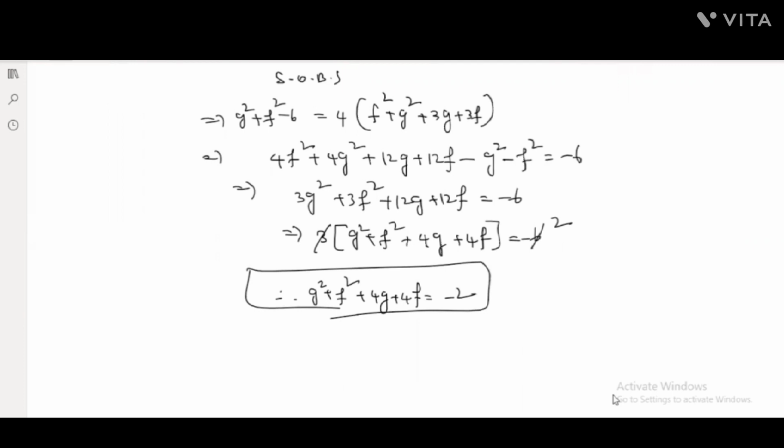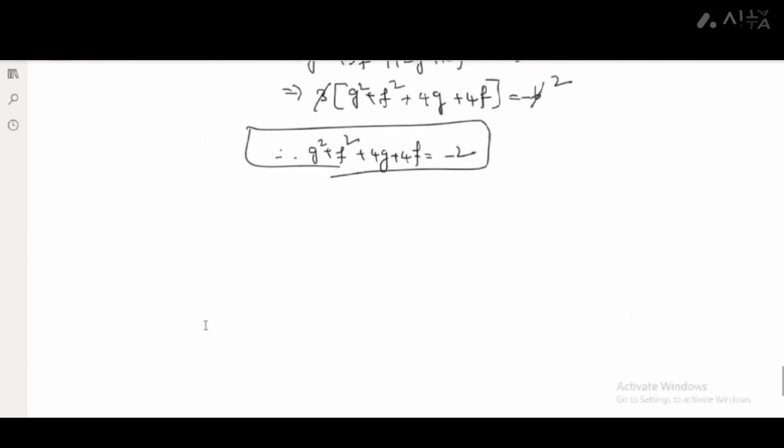So next, let's see how to discuss the chord of contact. What is meant by chord of contact actually? So the next topic is chord of contact.